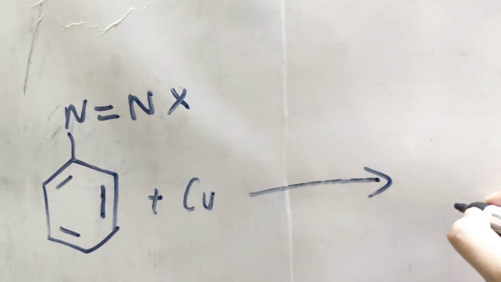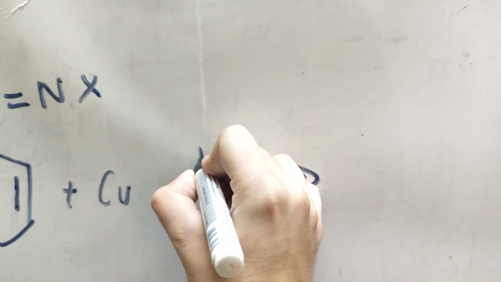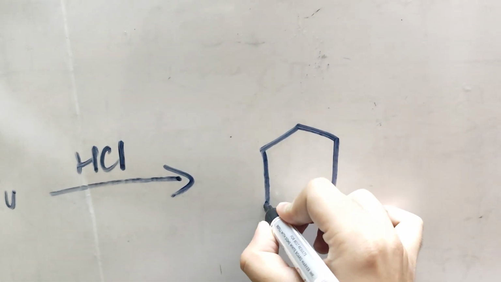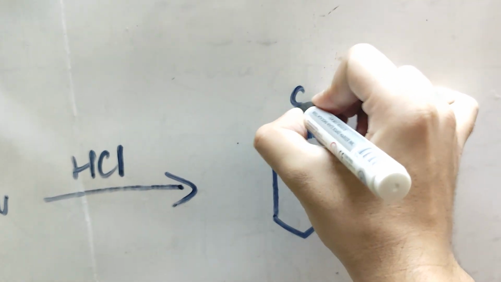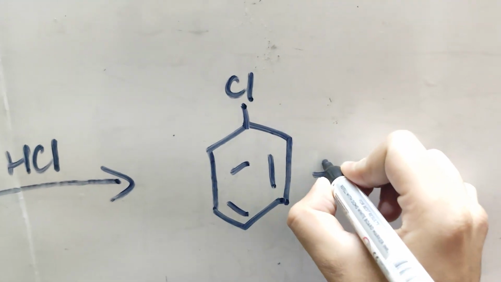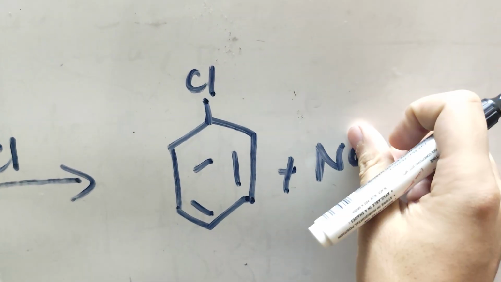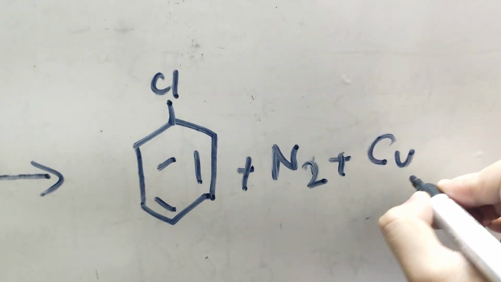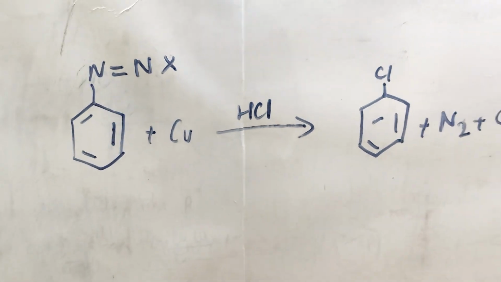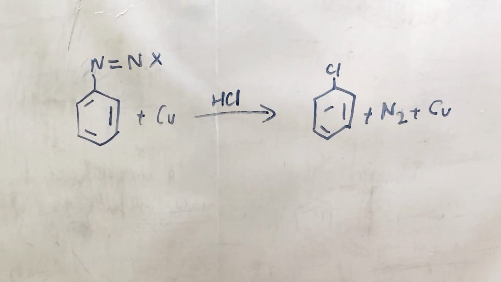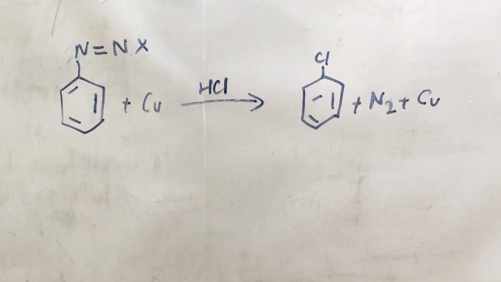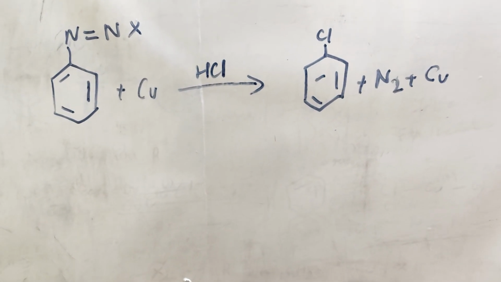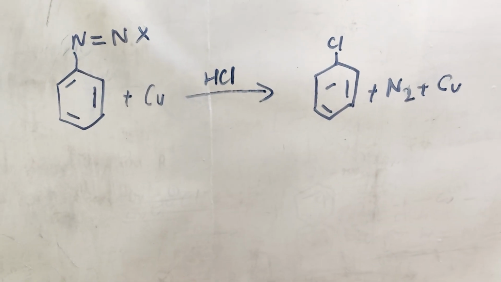So when it goes forward in presence of HCl, there is formation of chlorobenzene, nitrogen gas, and copper powder as it is. So this is the general reaction on what happens in a Gattermann reaction. So let's see the mechanism now on what happens actually.